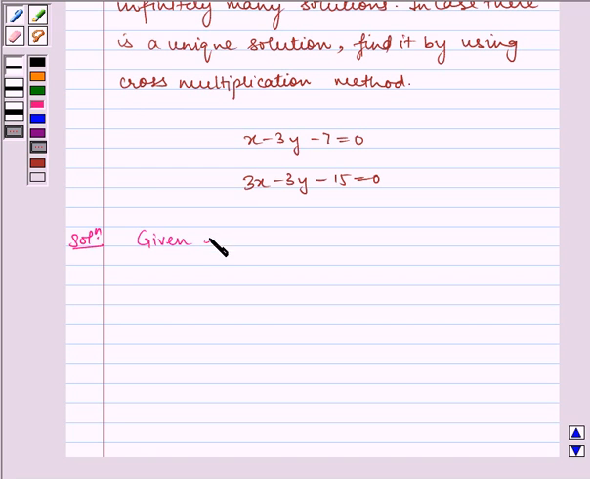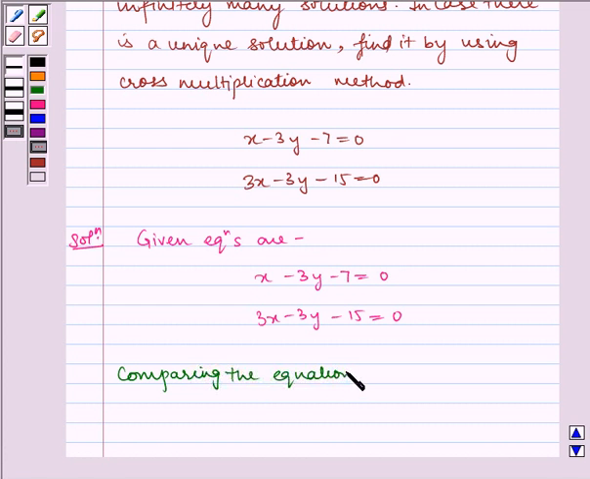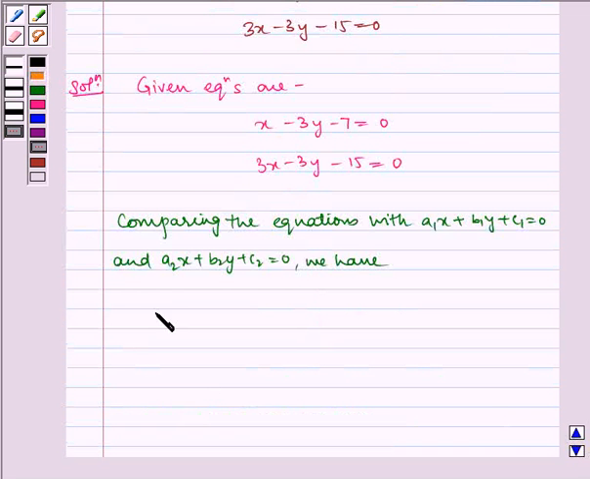Given equations are x minus 3y minus 7 is equal to 0 and 3x minus 3y minus 15 is equal to 0. Now comparing the equations with a1x plus b1y plus c1 is equal to 0 and a2x plus b2y plus c2 is equal to 0, we have a1 is equal to 1, a2 is equal to 3, b1 is equal to minus 3, b2 is equal to minus 3, c1 is equal to minus 7 and c2 is equal to minus 15.